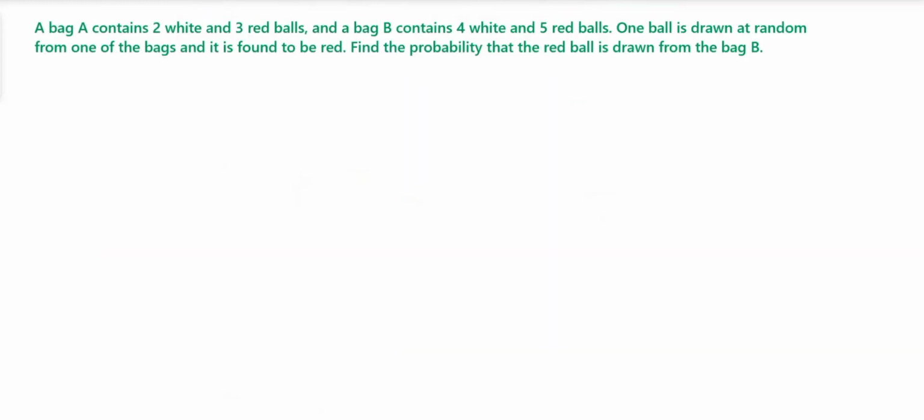Let's see another example. A bag A contains 2 white and 3 red balls, and a bag B contains 4 white and 5 red balls. One ball is drawn at random from one of the bags and it is found to be red. Find the probability that the red ball is drawn from the bag B. Here we are having two bags and the condition is that the ball should be red and it should be drawn from the bag B.